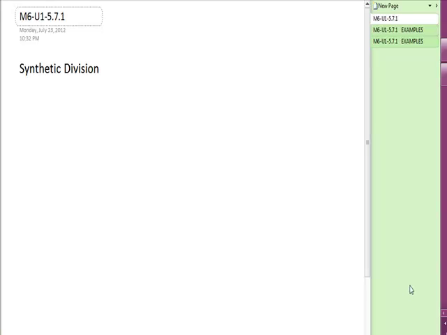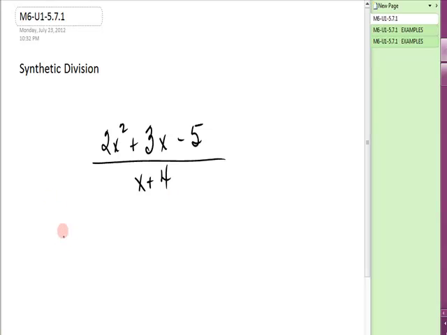So, synthetic division. Let me give you one example that I really don't think you should even take notes on first. I think you should watch it instead. Suppose I have 2x squared plus 3x minus 5, and I'm supposed to divide it by x plus 4. All right, if I were going to do this, I am going to do it long division first.